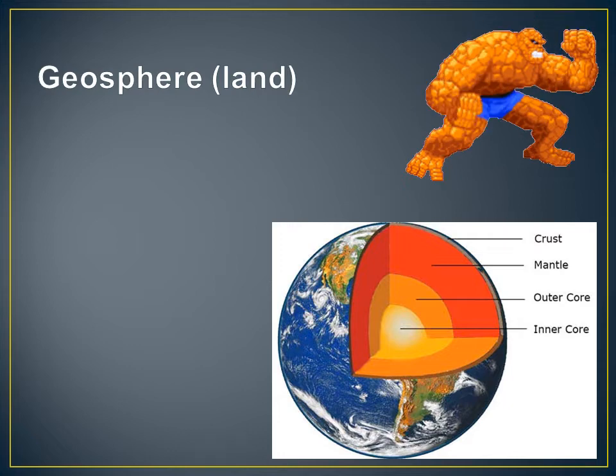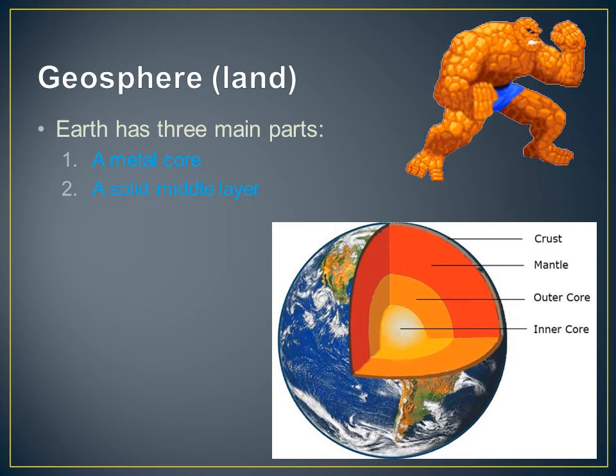Next is geosphere. Okay. Now the Earth has three main parts. Okay, the geosphere has three main parts. First of all, a metal core. Okay. A solid middle layer, and a rocky outer layer. Okay. We will look at these more closely later. Okay, their size, their composition, etc., etc. Okay.